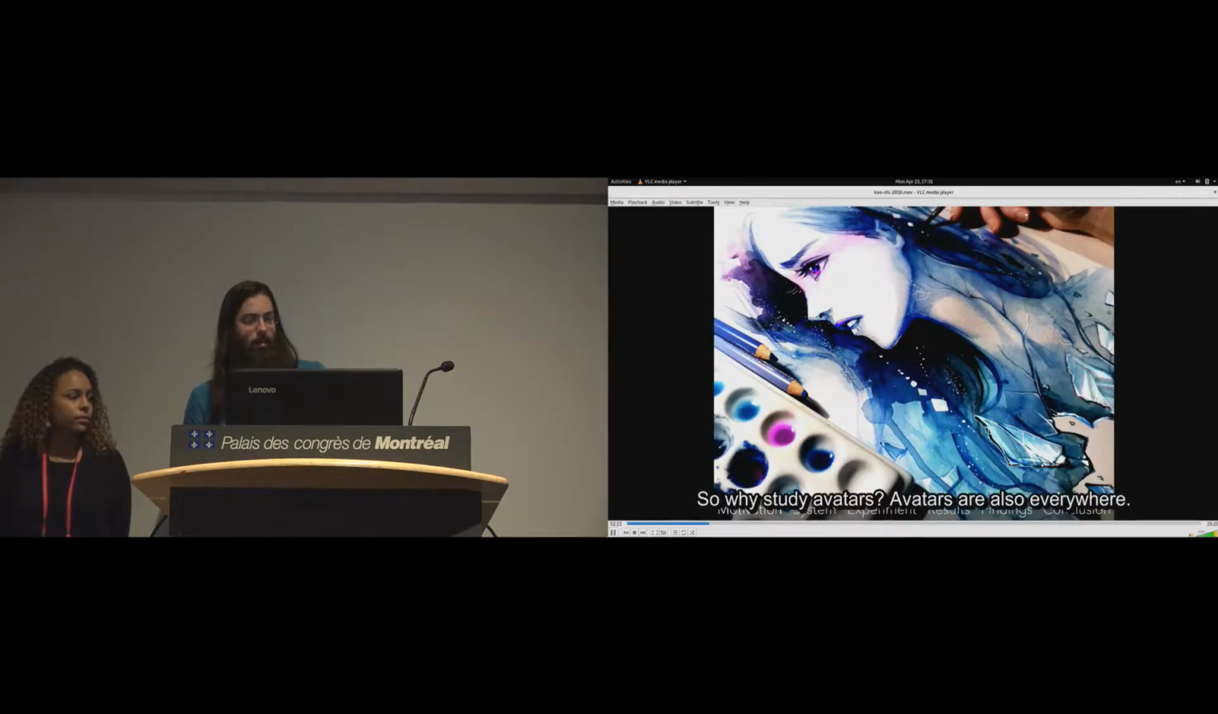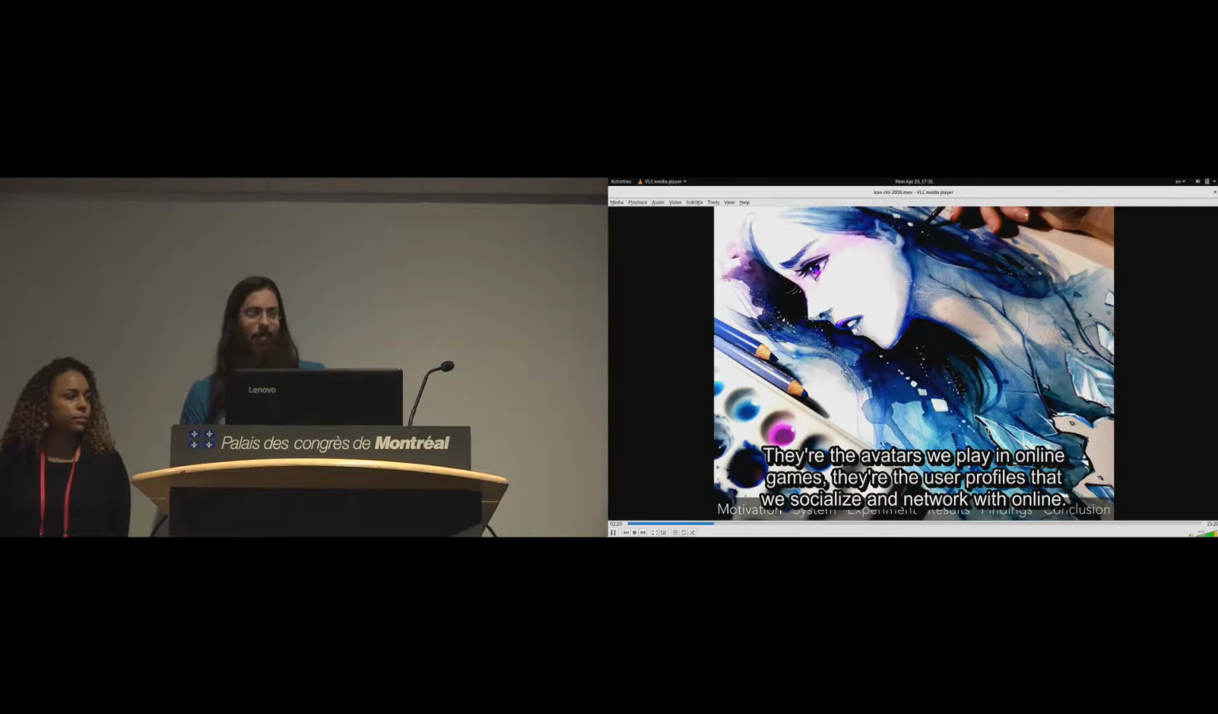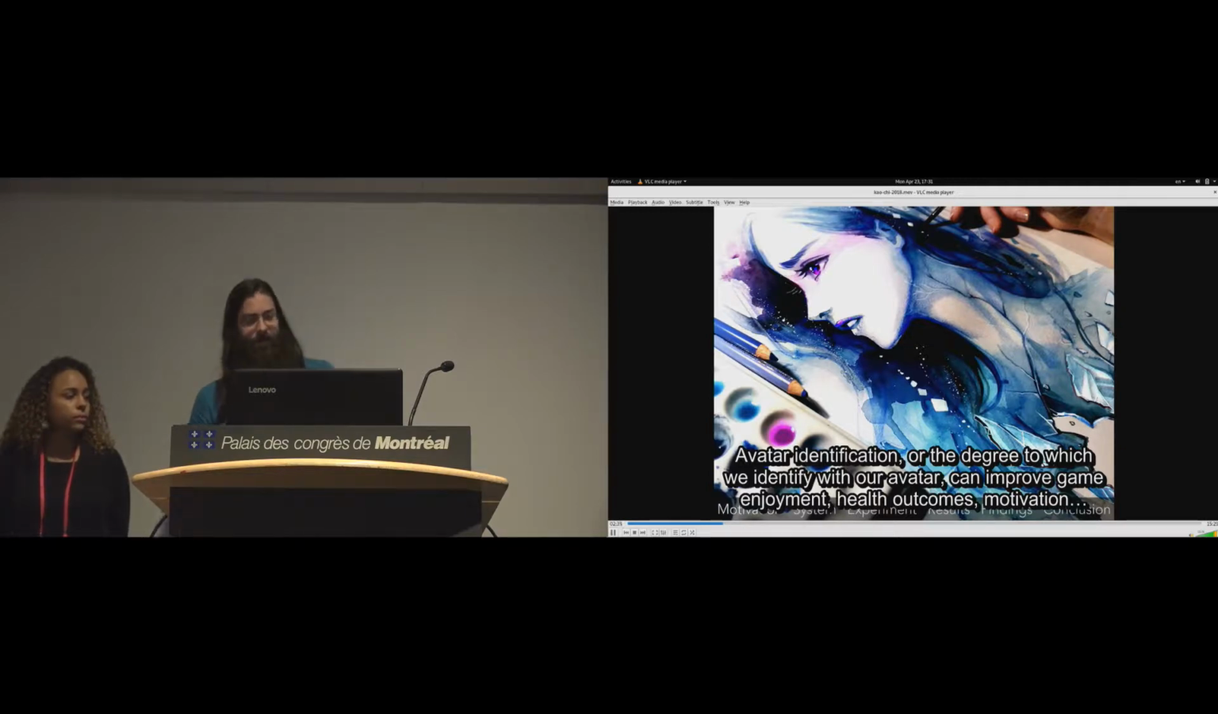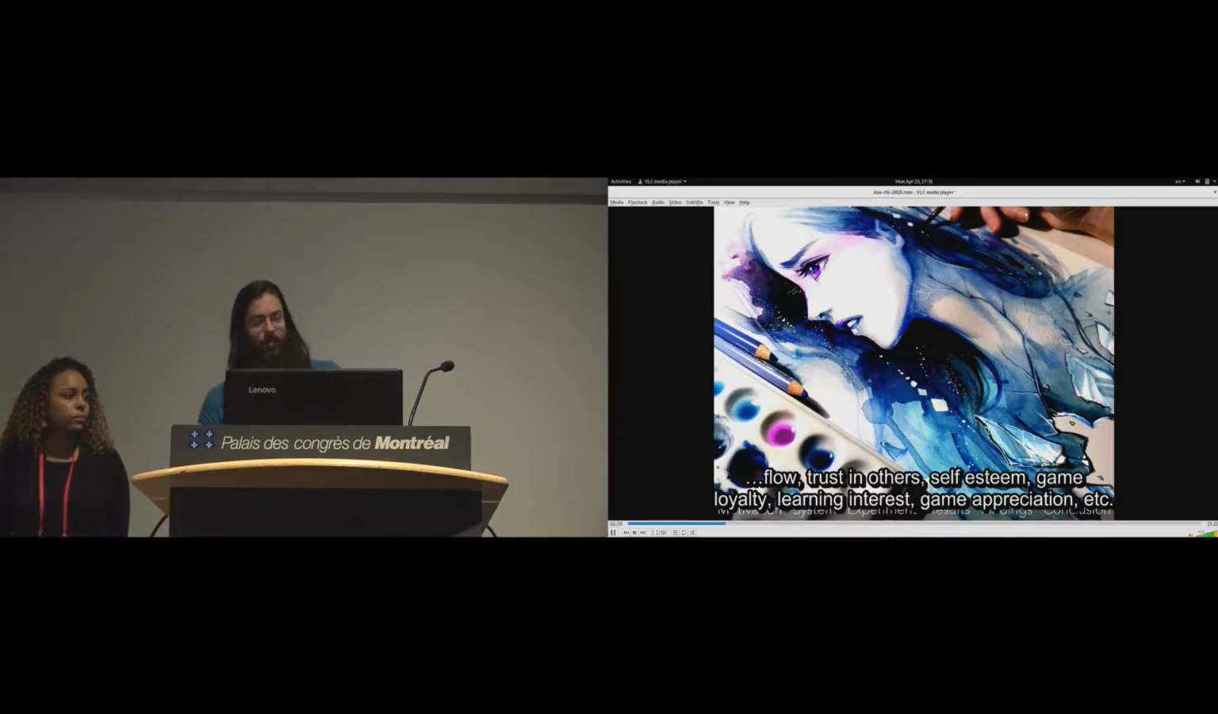So why study avatars? Avatars are also everywhere. They're the avatars we play in online games. They're the user profiles that we socialize and network with online. Avatar identification, or the degree to which we identify with our avatar, can improve game enjoyment, health outcomes, motivation, flow, trust in others, self-esteem, game loyalty, learning interest, game appreciation, etc.